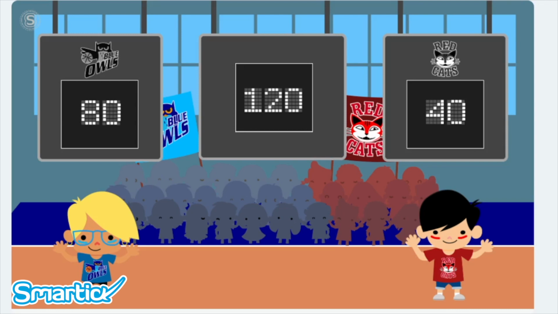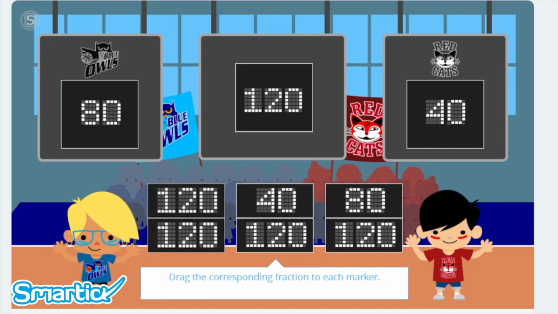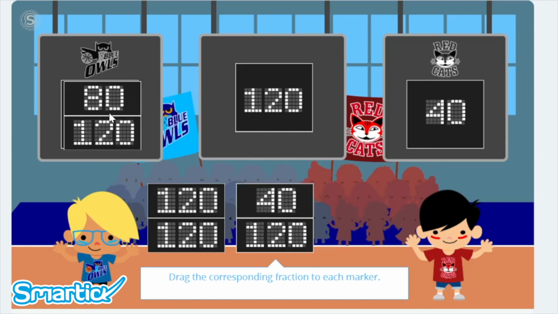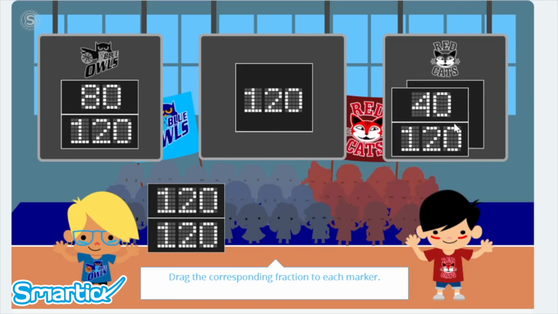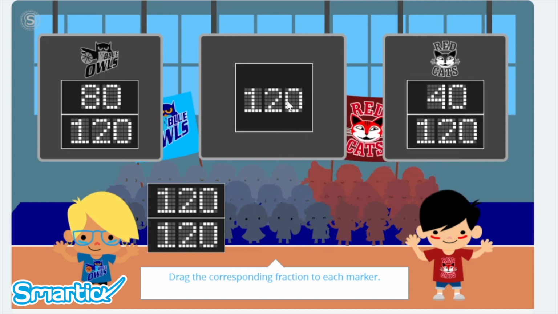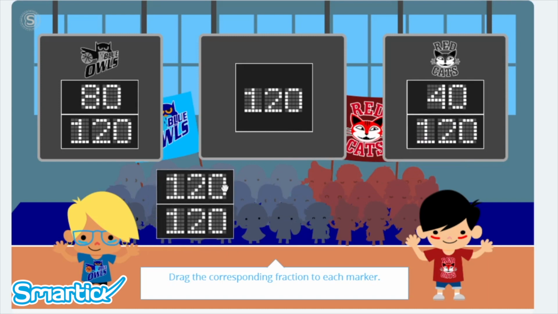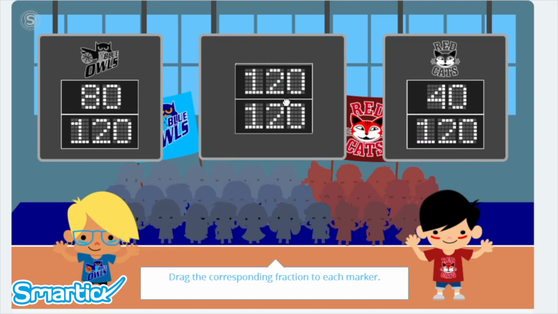Eva asked Otto if he could write the distribution of the crowd in the form of a fraction. Help Otto and Eva. What fraction represents the number of supporters of each team? Okay, so we see that we have 80 Blue Owls fans out of 120 spectators. So that goes here. And we have 40 Red Cats fans out of 120 spectators. So we can drag this here. And 120 spectators overall. So 120 over 120.